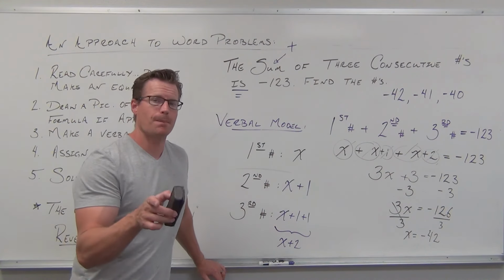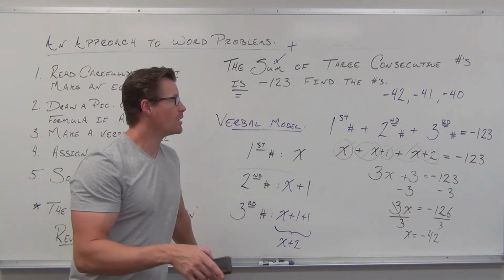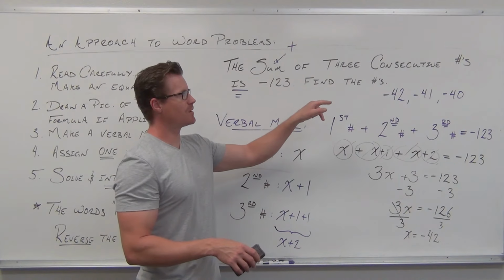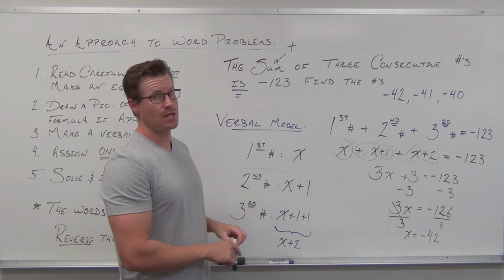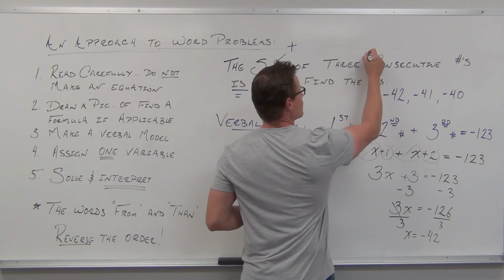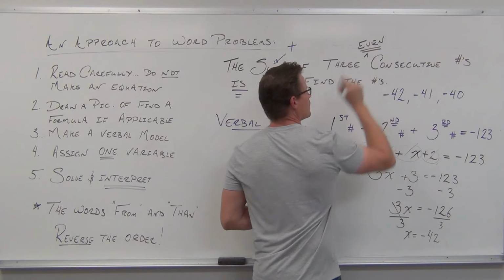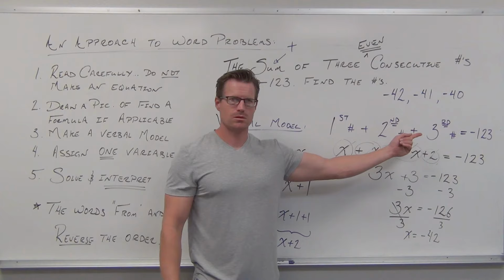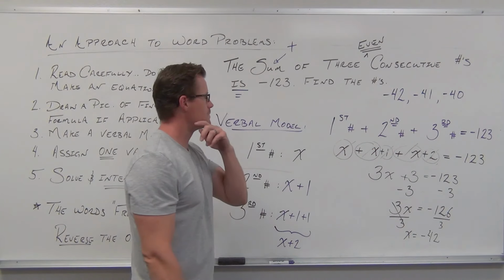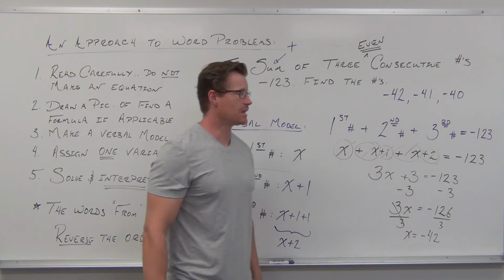Oh, you know what? I almost forgot. What if we changed one word? What if we added a word to this? What if instead of 3 consecutive numbers or 3 consecutive integers, we had 3 consecutive even? Would this change? Well, no. This right here, that would be wrong. It's not going to add to negative 123.